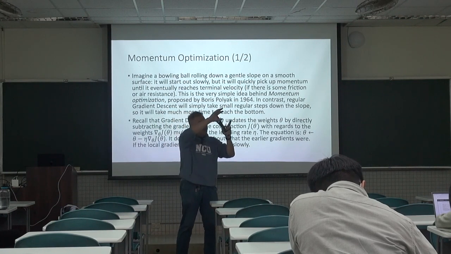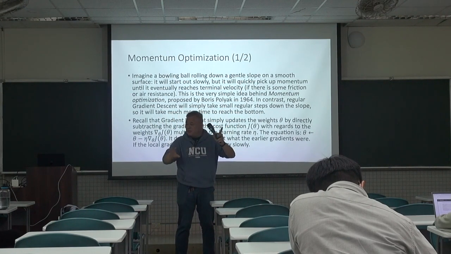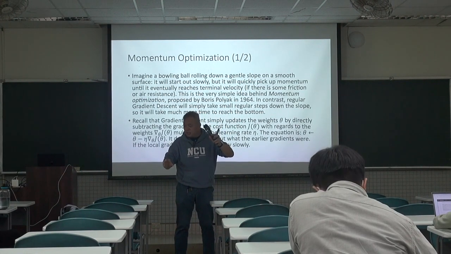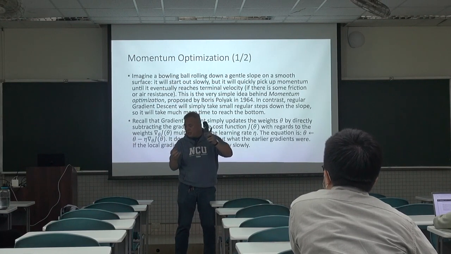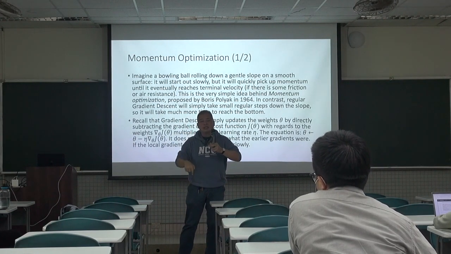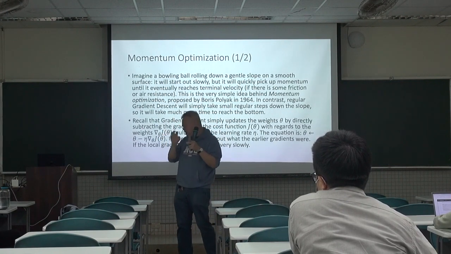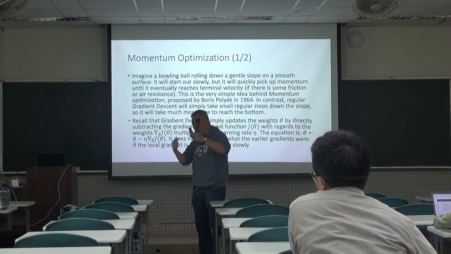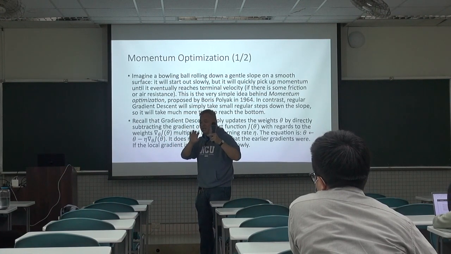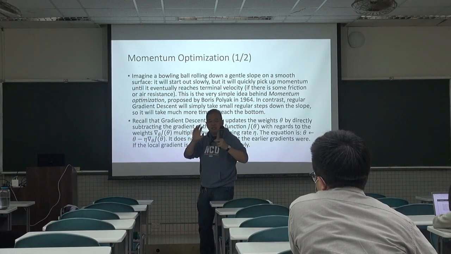The ball keeps rolling faster and faster until it stabilizes. Why does it stabilize? Friction. Because there is friction that will cancel out the acceleration, eventually the forces cancel each other out, and the ball will enter a state where it is moving at a constant speed.